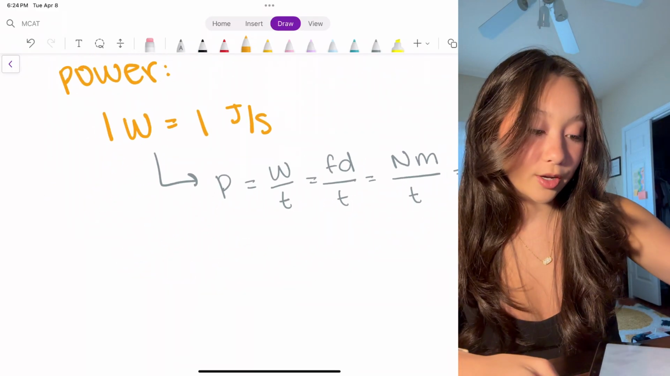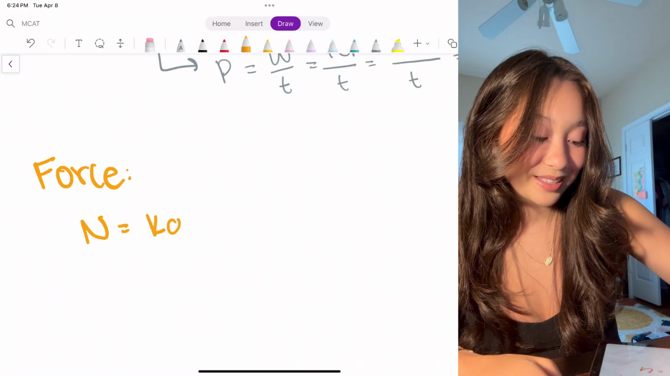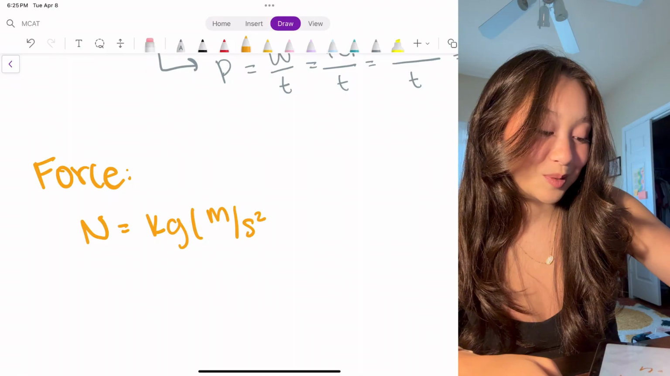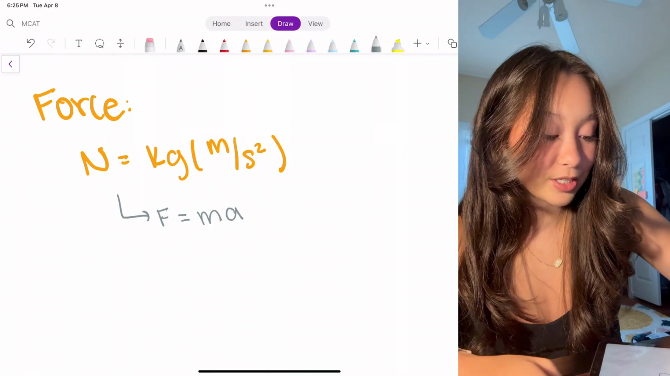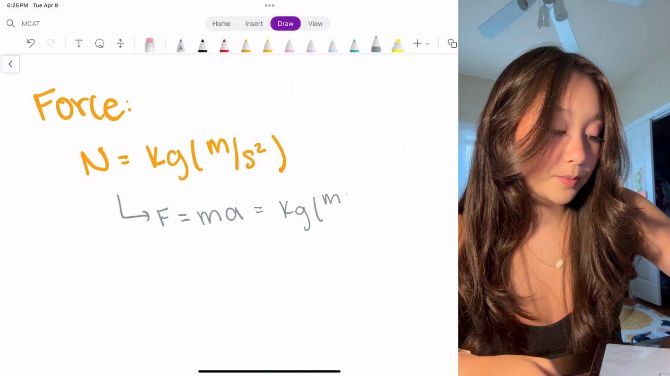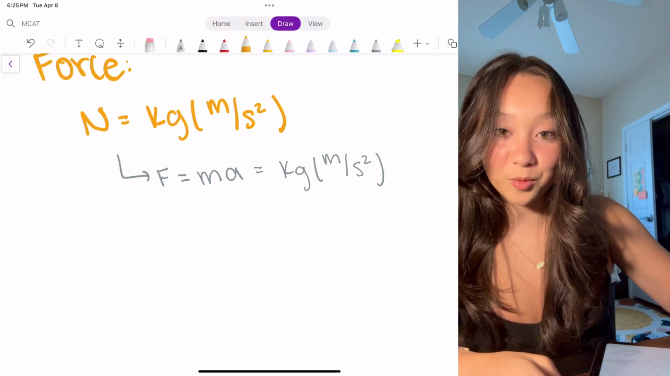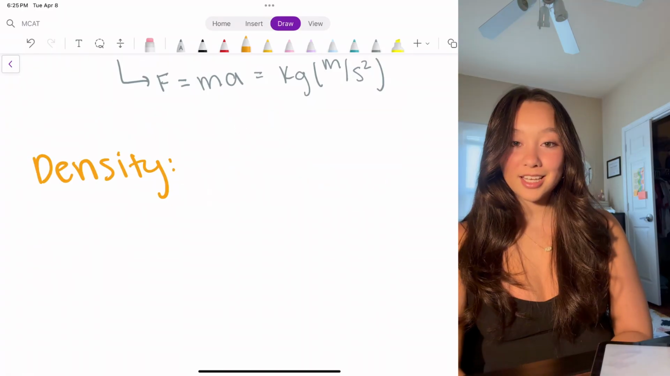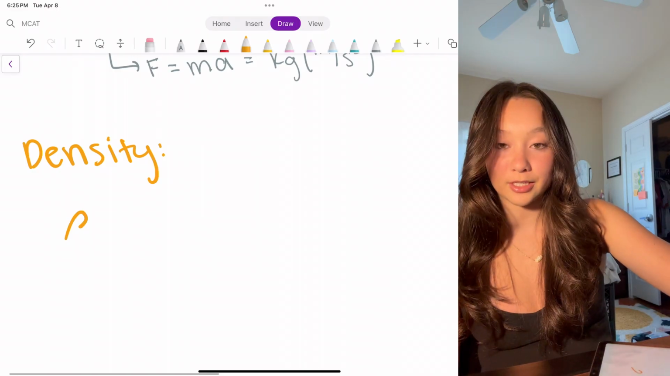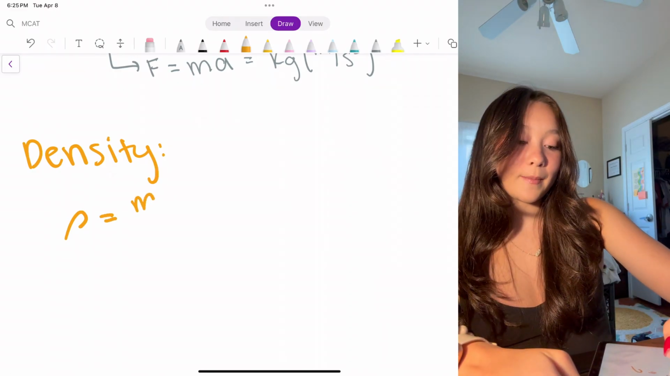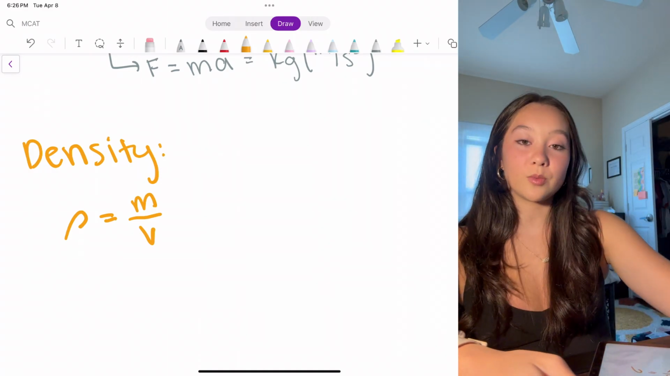All right, we've already been talking about force, but just to have it in writing, you can say Newton is kilograms times meters per second squared. And we got that by saying force is mass times acceleration, which is the same as kilograms times meters per second squared. All right, the last thing that we're going to do is density before we move on to constants. So density is represented by this variable called rho, and it looks like a lowercase p. That's what it looks like. So density is mass over volume. That's just something that you're going to need to know, and just know that this variable rho is density.